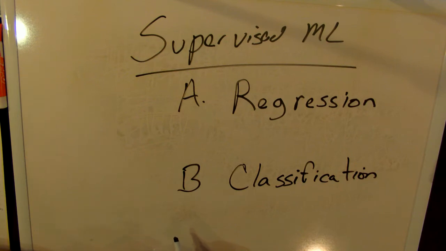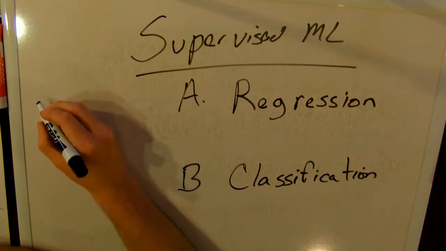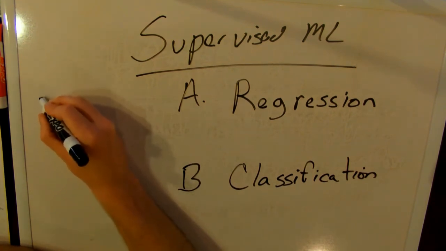So let's talk about regression first. In regression, what we care to do is predict a value based on the independent variables that make up the historical data. So let's say we have a historical data set, and this historical data set will be house prices.